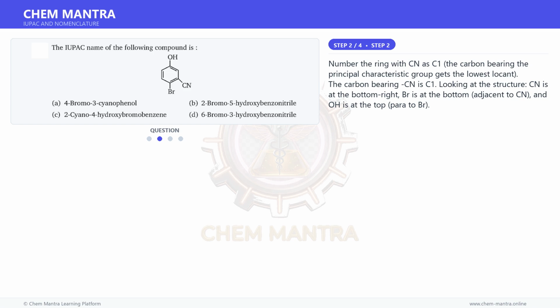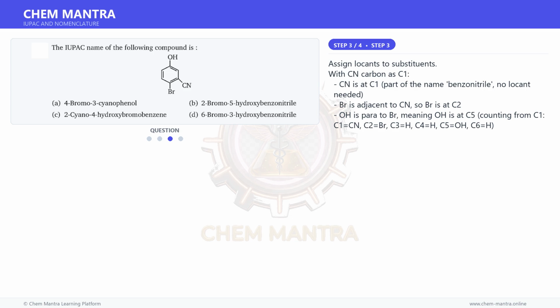Moving on to the next step. Number the ring with CN as C1. The carbon bearing the principal characteristic group gets the lowest locant. The carbon bearing CN is C1. Looking at the structure, CN is at the bottom right, Br is at the bottom adjacent to CN, and OH is at the top, para to Br. Moving on to the next step.